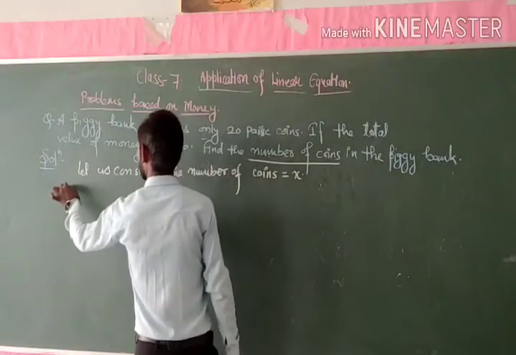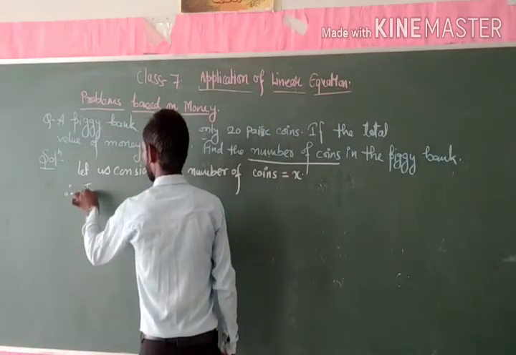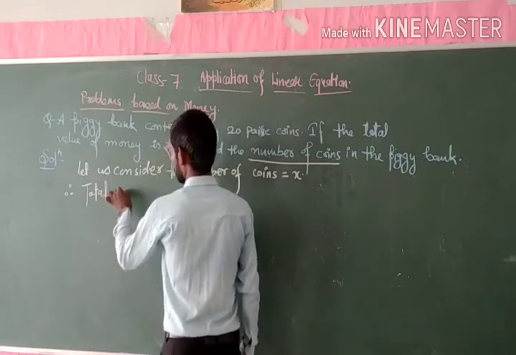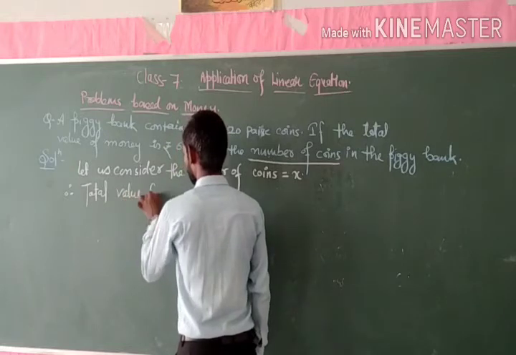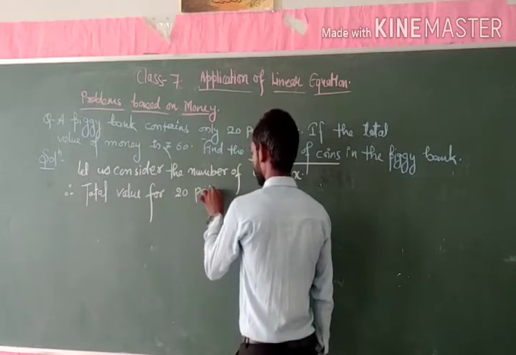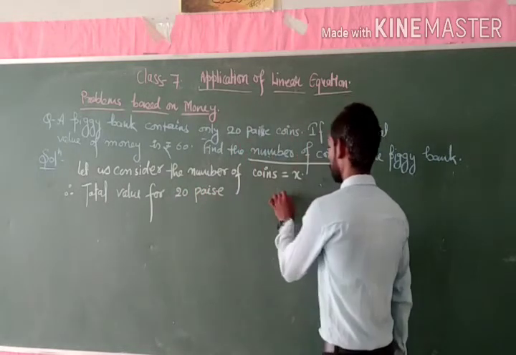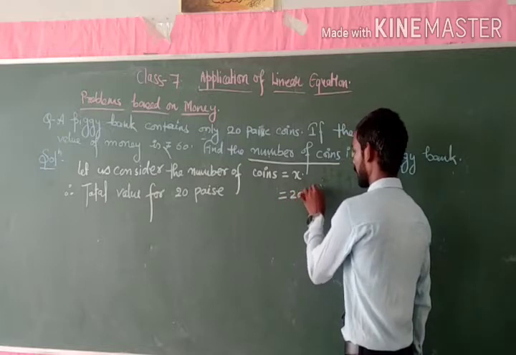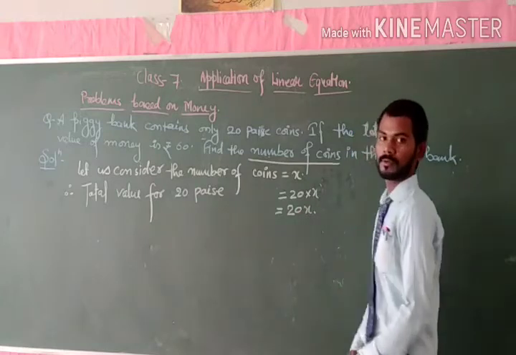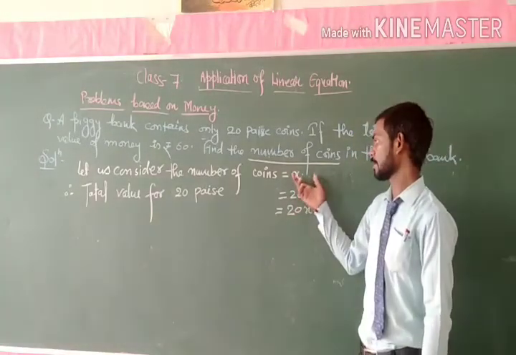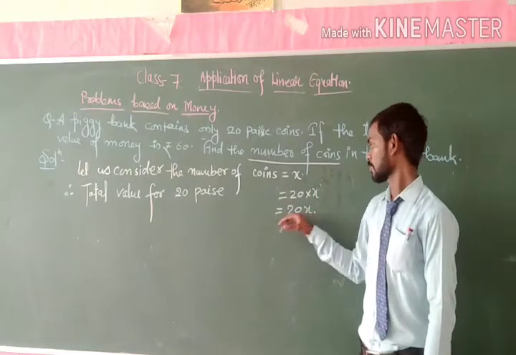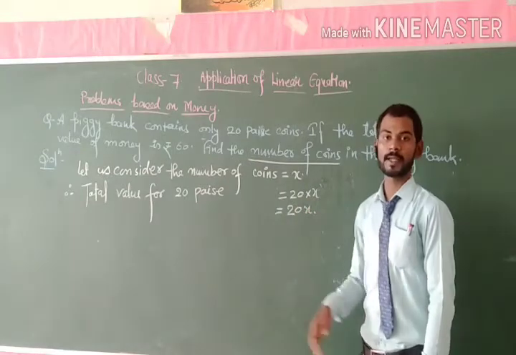Therefore, total value for 20 paise is equal to 20 multiplied by x, which is 20x. Why is it so? We have considered the number of coins is equal to x, then the value for 20 paise is equal to 20 multiplied by x.